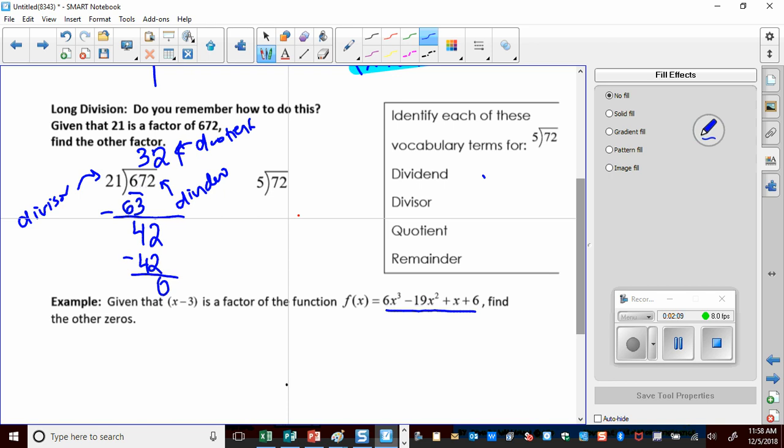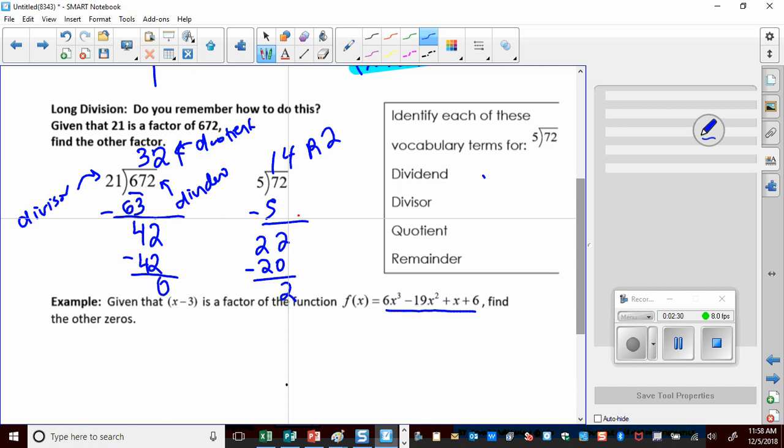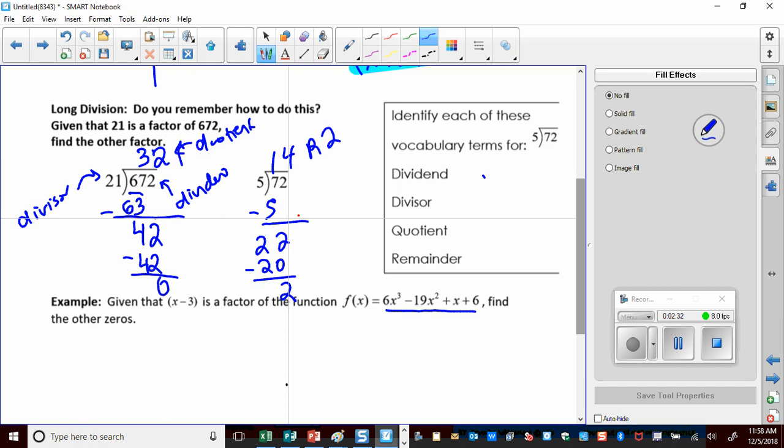Now, for the next one, 5 and 72, my divisor is 5, dividend is 72. How many 5s in a 7? 1 times 5, and I get 22. There's 4 minus 20 at the top, and you get 2, a remainder of 2. So we're clear, we're going to identify each of these things. The dividend is the number inside. The divisor is the number outside. The quotient is the number you get. And the remainder is what's left over in order to get what we need.